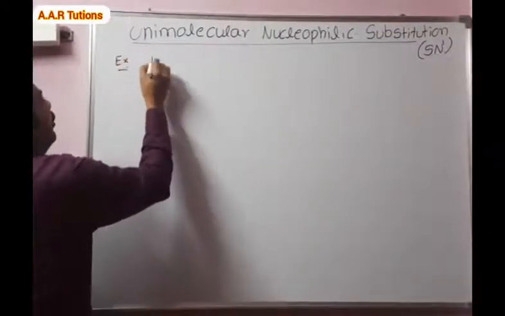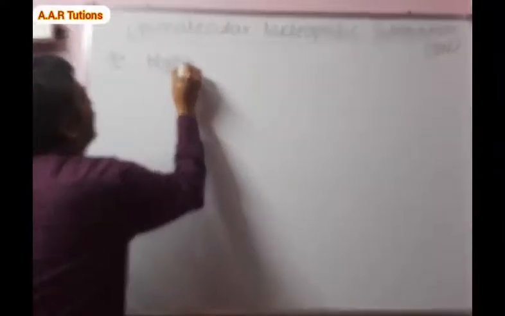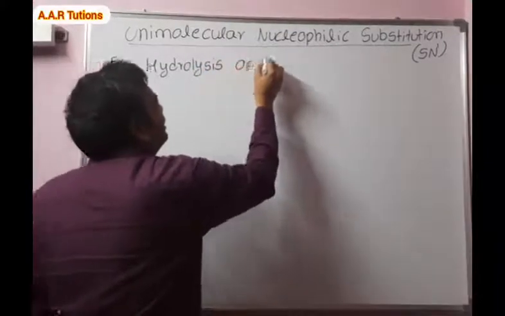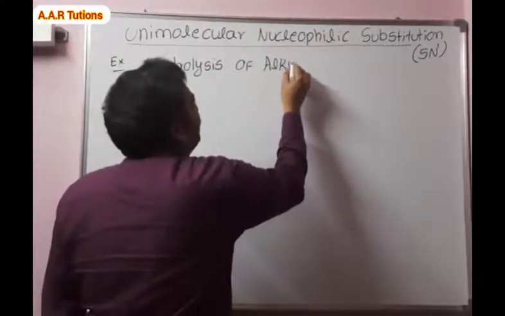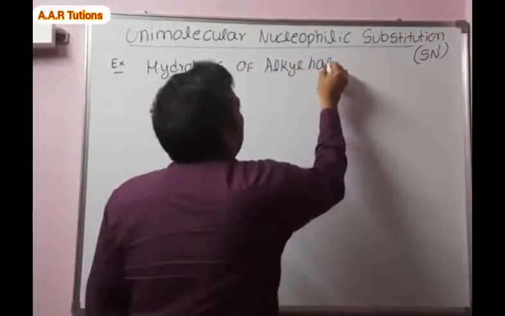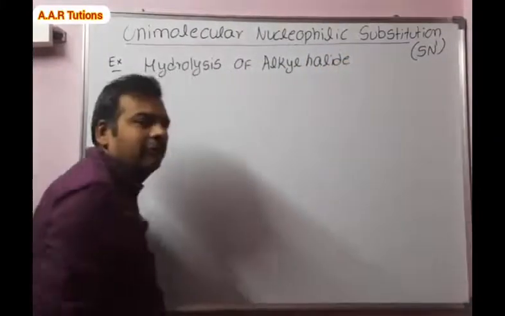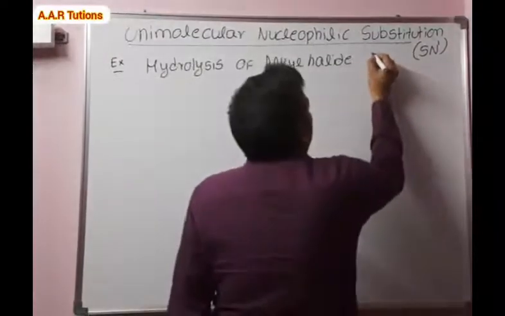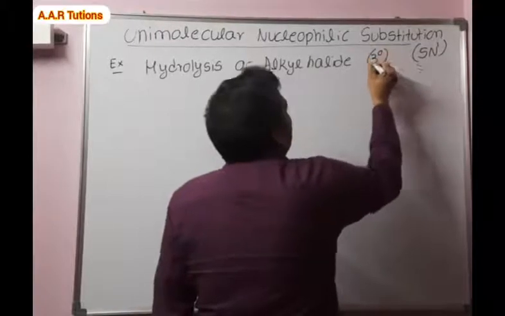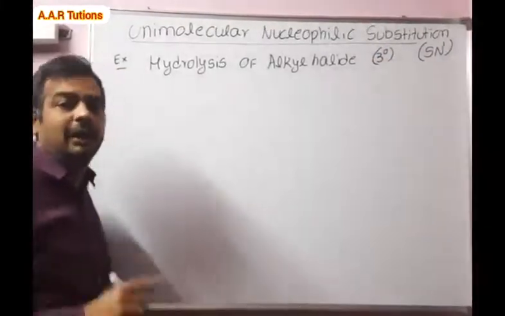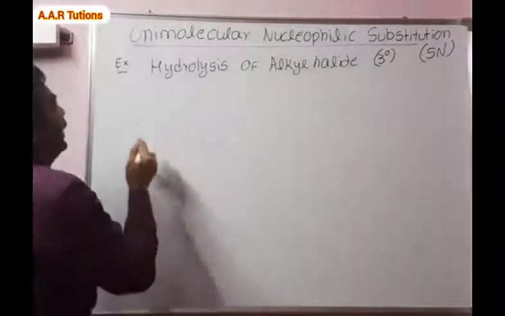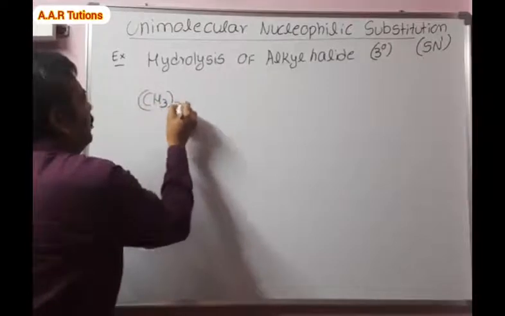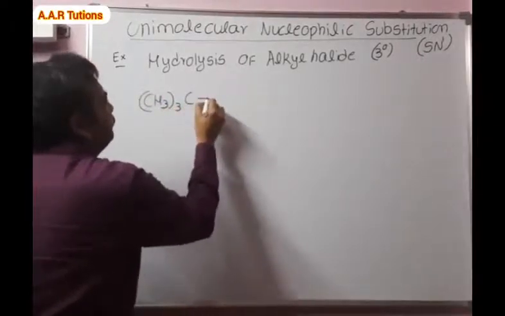Example: hydrolysis of alkyl halide. Hydrolysis of alkyl halide is an example of unimolecular nucleophilic substitution. The alkyl halide should be a tertiary alkyl halide. See the reaction. This is a tertiary alkyl halide.